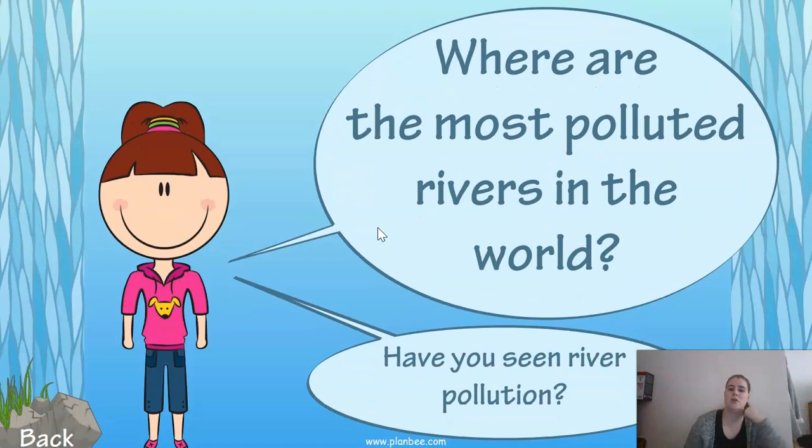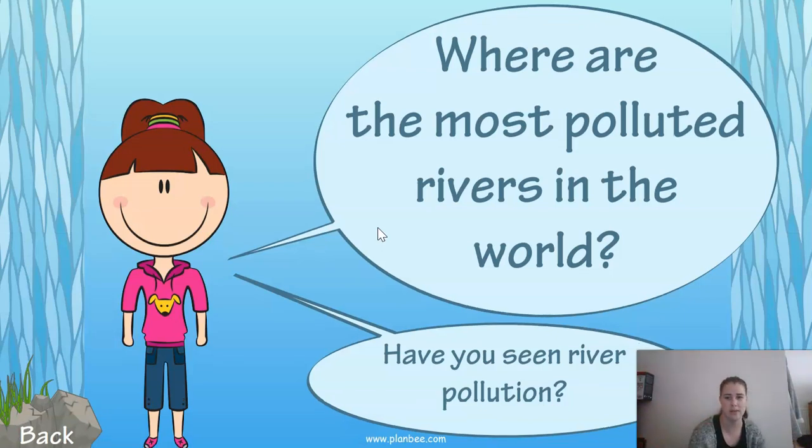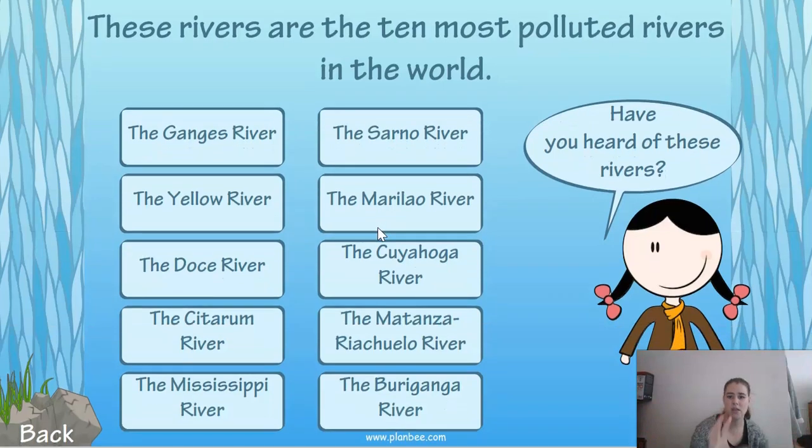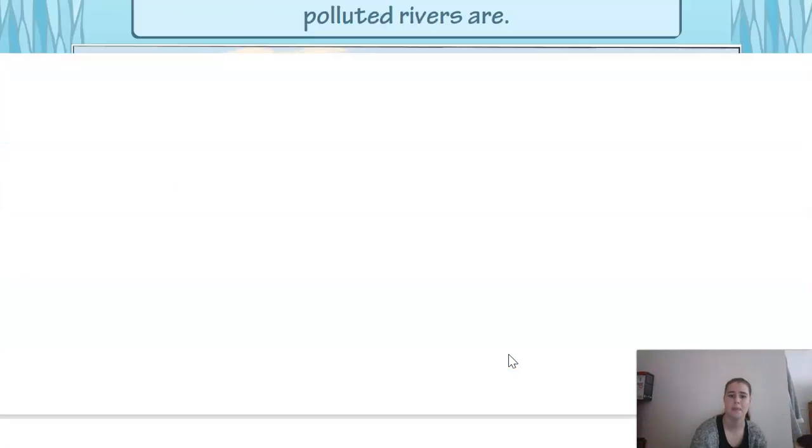So, where are the most polluted rivers in the world? Now, we've had a bit of a discussion about world rivers that we know about, but we haven't gone over this in great detail. We're looking at specific rivers next week. So, these are the top 10 rivers that are the most polluted. Okay, so you may have heard of the Ganges River. I know you've all heard of the Mississippi River. You might have heard of the Seine River, but a lot of these rivers are very highly polluted.